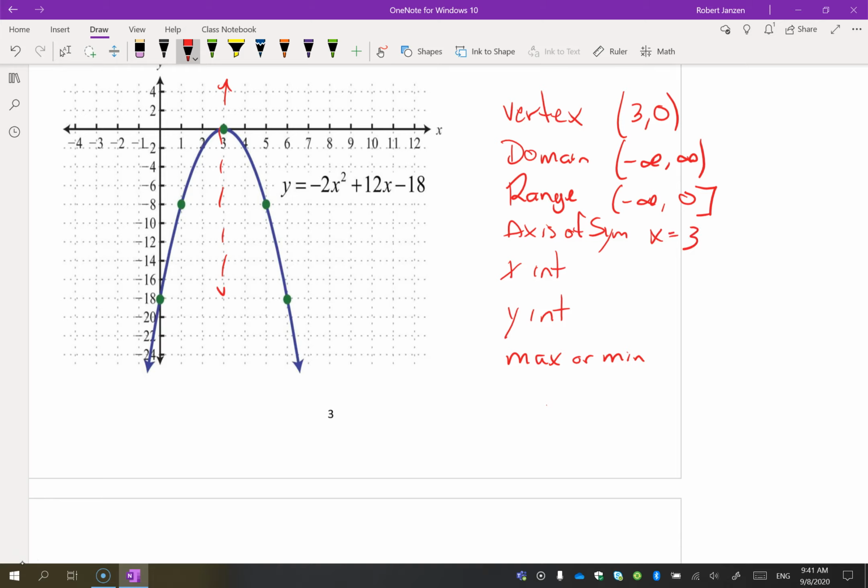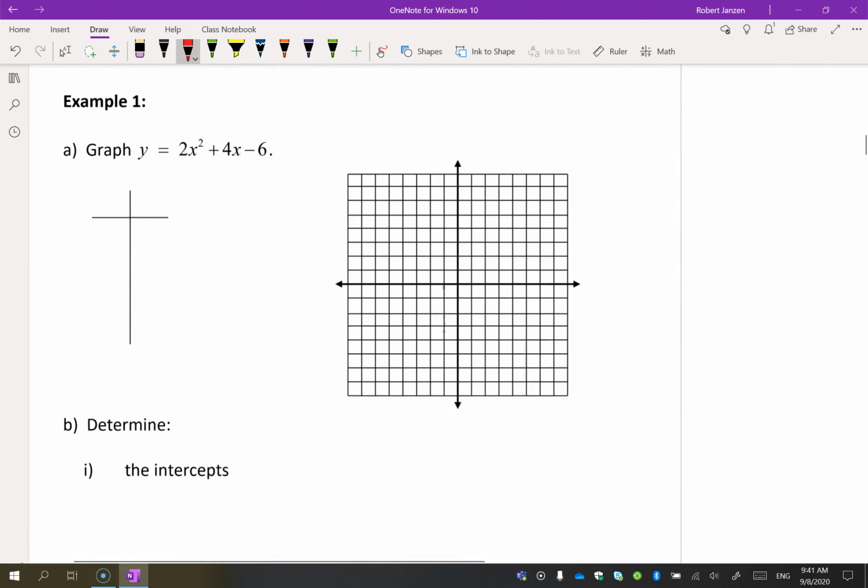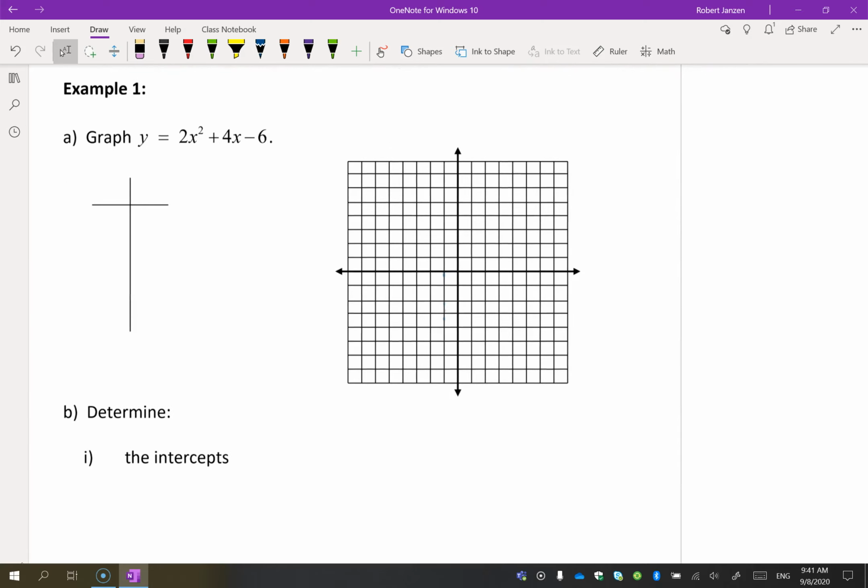The x-intercept, where does it cross the x-axis? Only in one place, at 3. The y-intercept is -18. And this one has a maximum, and the maximum is y = 0. Okay, so pretty easy looking at a graph like that and writing the characteristics. What you're going to be expected to do is do the same things given an equation.